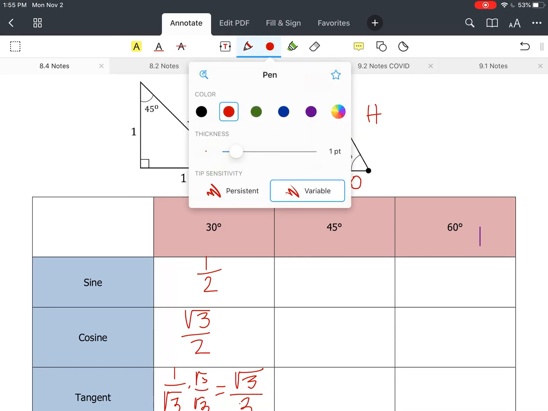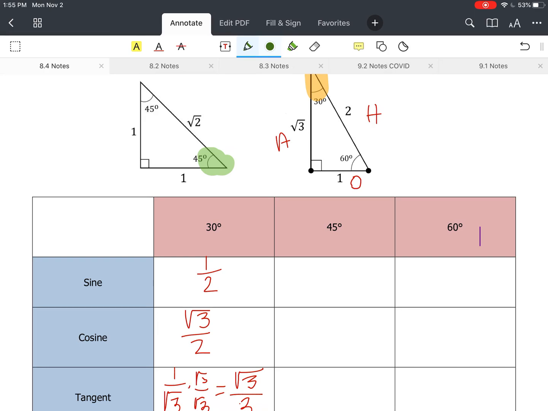Let's go back up and do it for 45. It doesn't matter which 45 you choose. I'm going to choose this one down here. But you'll get the same answers if you choose the other one. Opposite 45 is 1. Adjacent would be 1. Hypotenuse would be root 2. So the sine of 45 would be opposite over hypotenuse, which is 1 over root 2. And again, the more correct form would be multiplying by root 2 over root 2 to get root 2 over 2.